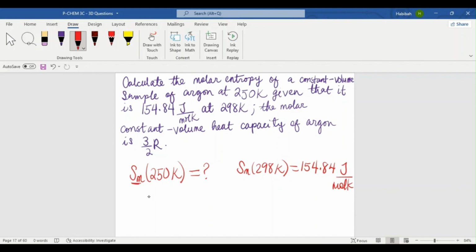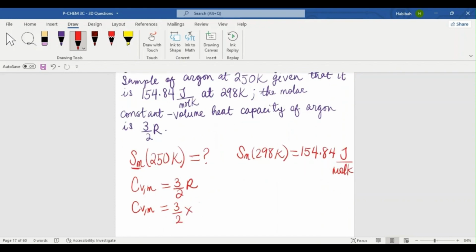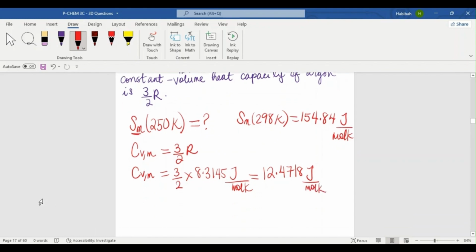The molar constant volume heat capacity of argon is 3 over 2R. So that would be CV,M, because it's a constant volume process. That's just going to be 3 over 2R, which is the same thing as CV,M equals 3 over 2 times 8.3145 joule per mole Kelvin. So that's basically how it's done. 3 over 2 times 8.3145 is the same thing as 12.4718 joule per mole Kelvin. So now we have these parameters written down.